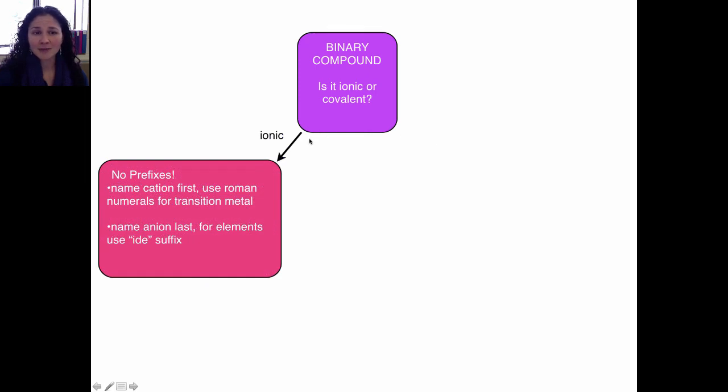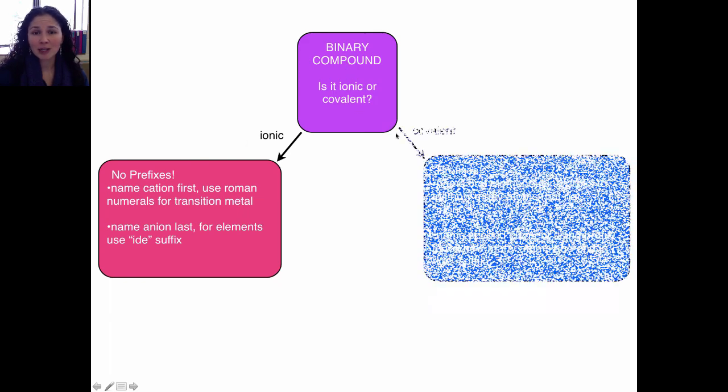If it's ionic, then you don't use prefixes. You name the cation first, use Roman numerals for a transition metal, and then name the anion last. And if it's an element, use the -ide suffix. Now, if it's ionic, you know more than just binary ionic. You know how to name most ionic compounds at this point.